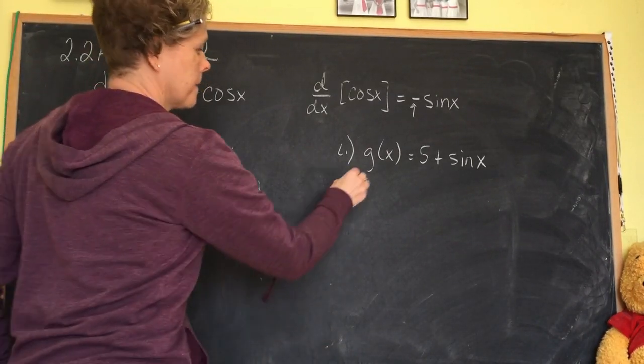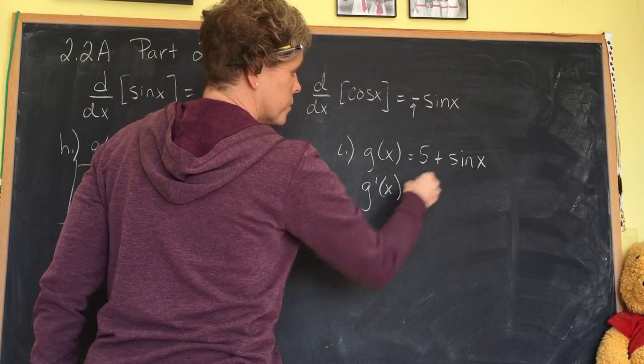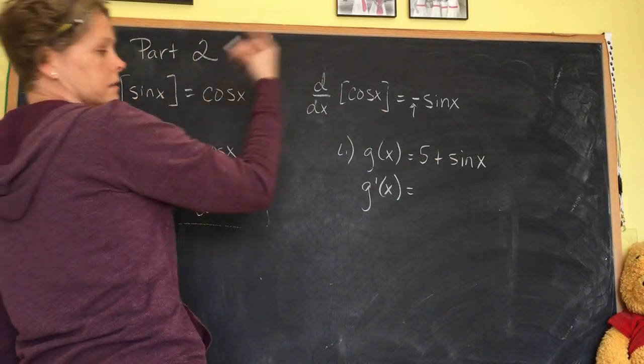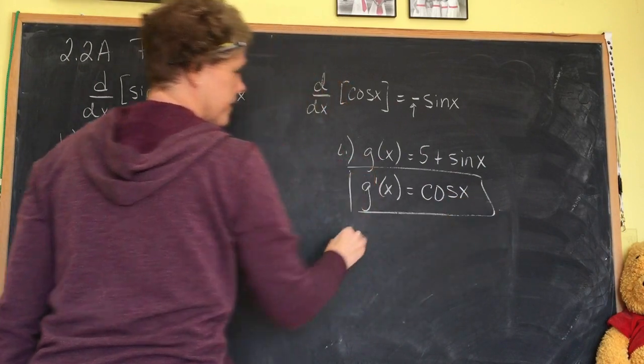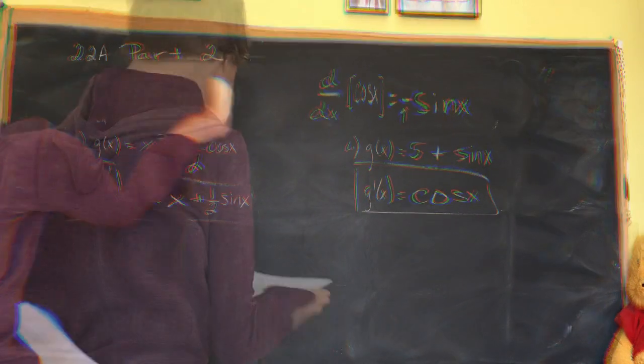Okay, let's look at this one. The derivative of 5 is 0, so we don't have to worry about that. The derivative of sine is cosine. Done. Okay, first two, pretty quick. Okay, let's go to the next one here.